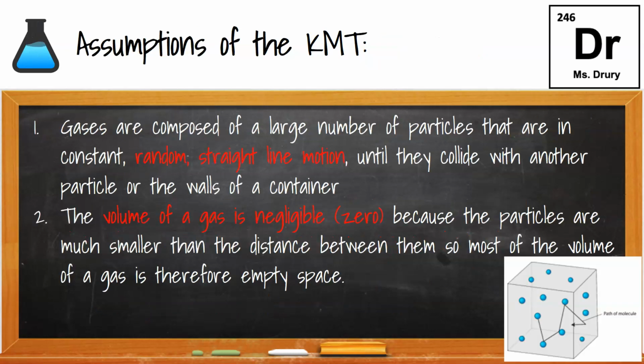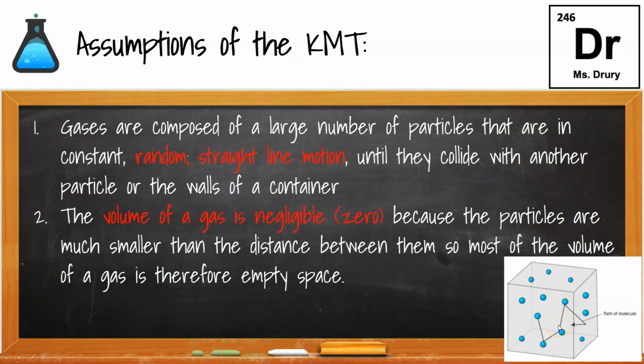particles of a gas. The assumptions of this theory are that gases are composed of a large number of particles that are in constant, random, straight-line motion. We can't know where they're going to go, but they're going in straight lines, as you can see in the picture at the bottom of the screen. Straight line until they hit something, and they collide with other particles or the walls of the container. You can see them colliding with the particles or the walls by that arrow.